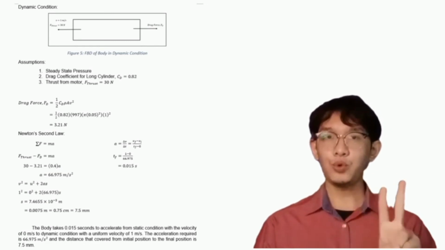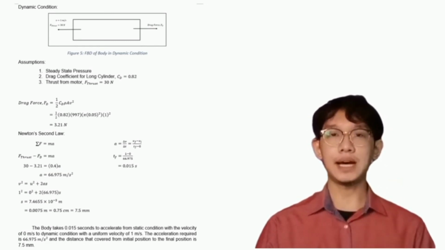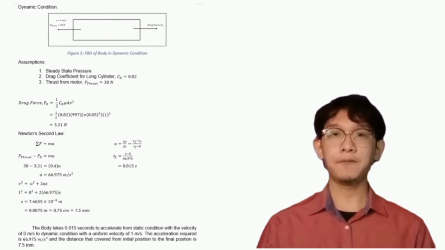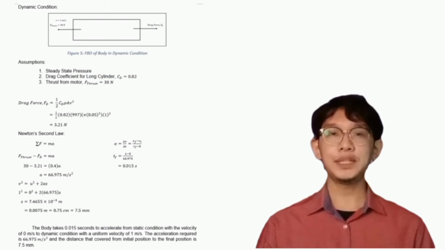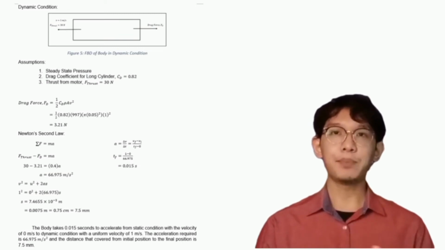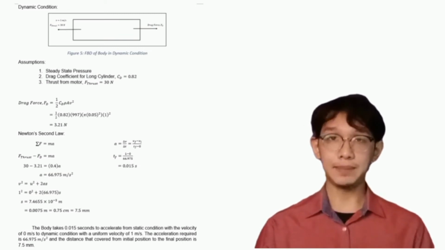In dynamic condition, we observe a situation where the body will move in the forward direction. Note that two vital assumptions have been made, which are the drag coefficient and the value of thrust from the motor propeller. Using the equation of drag force, we get the value of the fluid friction to be 3.21 Newton when the body moves at the velocity of 1 meter per second.